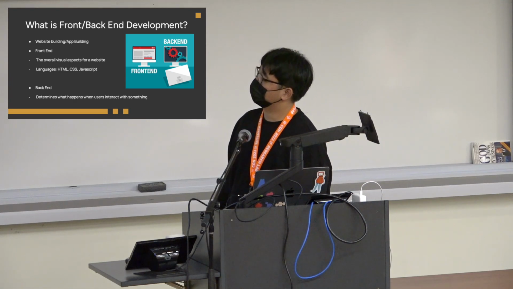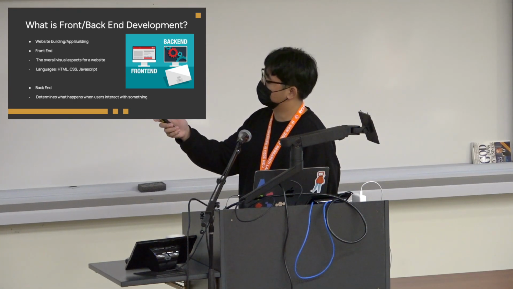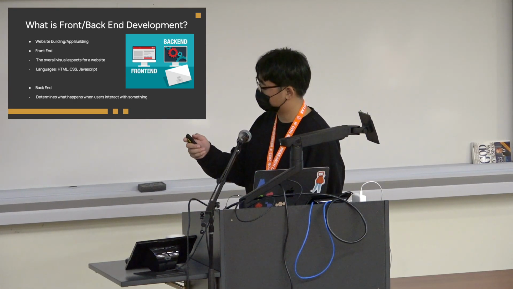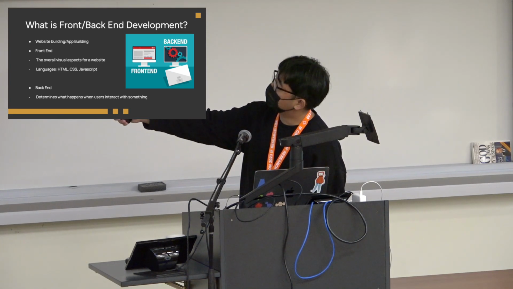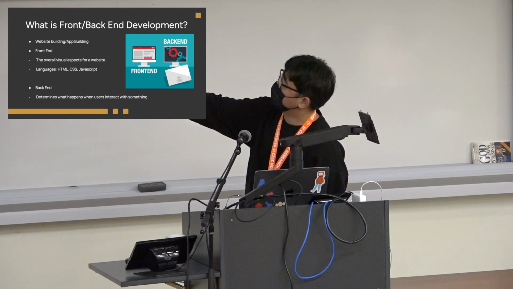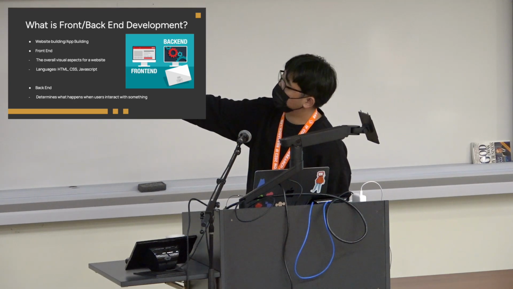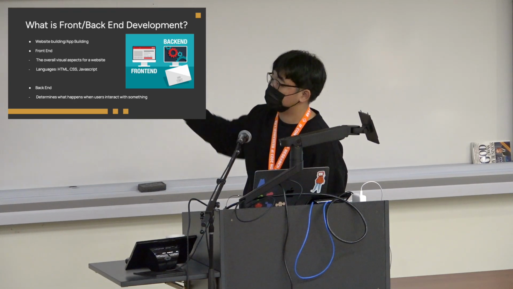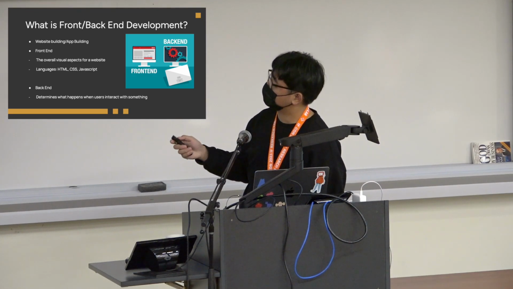Front-end's role is the overall visual aspects for a website using languages such as HTML, CSS, and JavaScript. So in this image here, you see this part, this is the front-end part. It would hold things such as images, words, or buttons. All the visual things of a website are usually determined through front-end development. Anything that you would usually see when you first enter, or stuff like that.